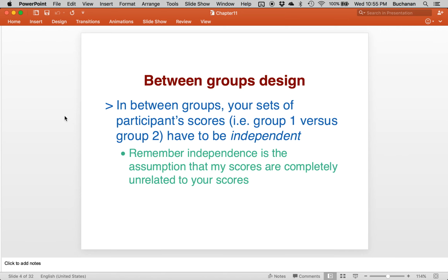So we just want to make sure that participant scores are independent from each other, so there's no relationship between my scores and your scores.